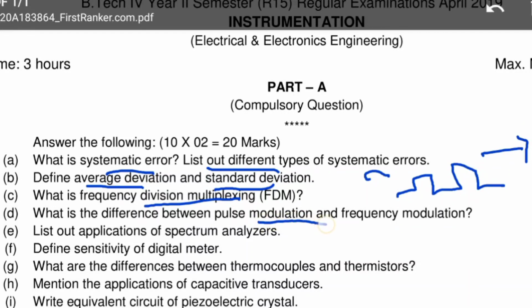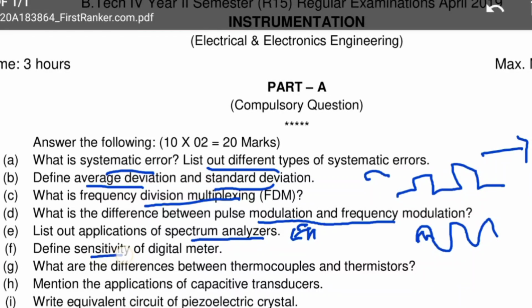What is the difference between pulse modulation and pulse frequency modulation? The same question was asked previously also. What are the applications of spectrum analyzers? To see the waveform and the energy spectrum, we use spectrum analyzers. Energy spectrum means you can see what the spectrum of energy is.